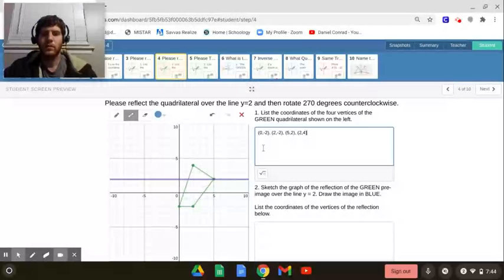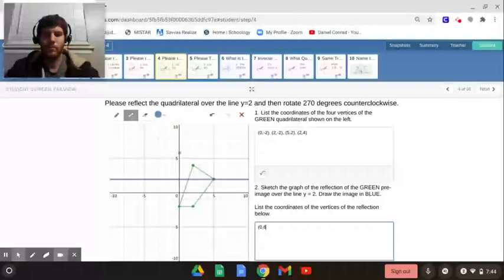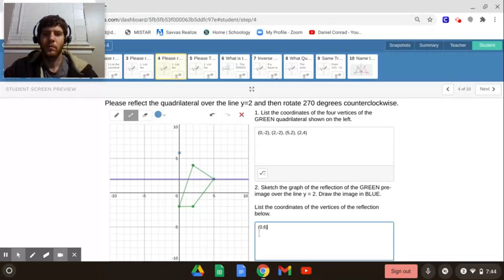So the first point, 0, negative 2, is 4 units below the line of reflection. So we need to go 4 above. So that's going to be 6. Okay, let's type it in as we go. So that's going to be 0, 6. So 2, negative 2 here is also 4 units below. So we need to go 4 above. So that's going to be 2, 6.